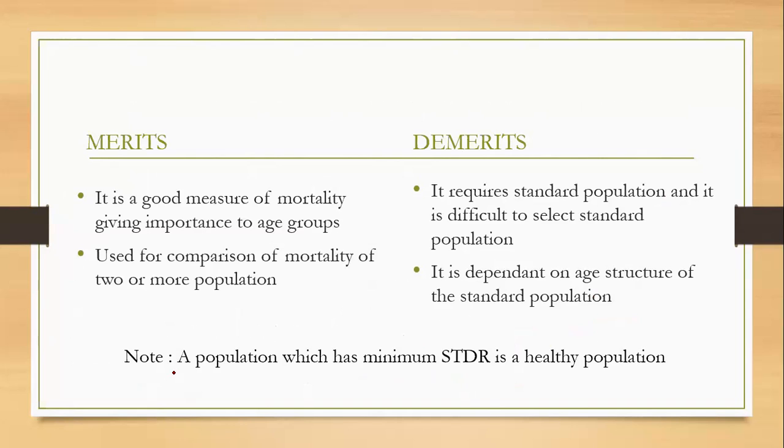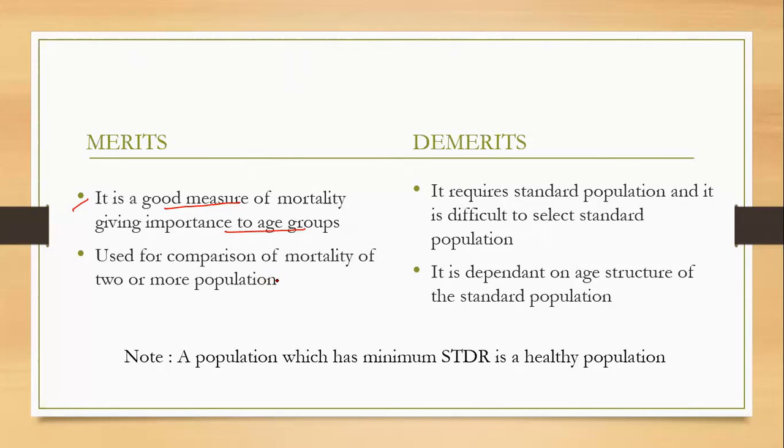Okay, first one, it is a good measure of mortality, giving importance to the age group. Now in this method what happens is we give equal importance to all the age groups from 0 till whatever the age is. Okay, 80 and above, 100 and above, anything. So we are giving importance to all the age groups equally.